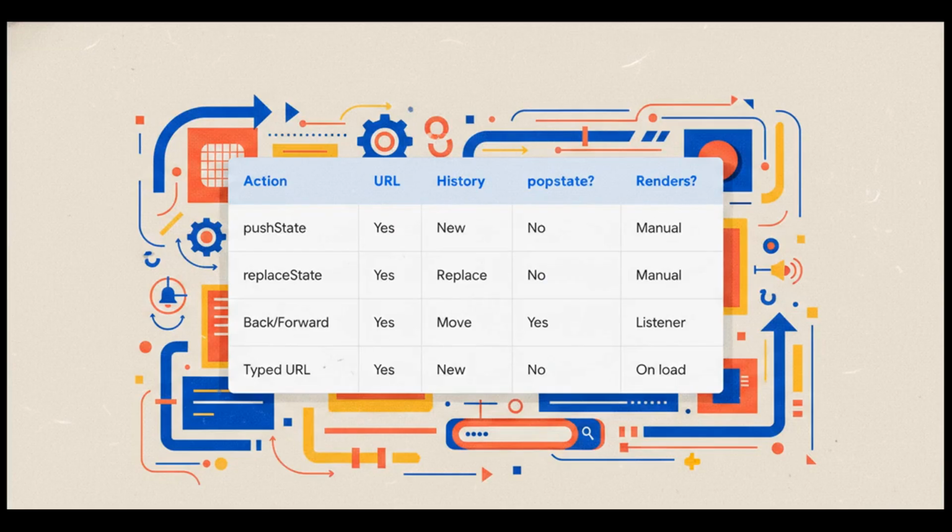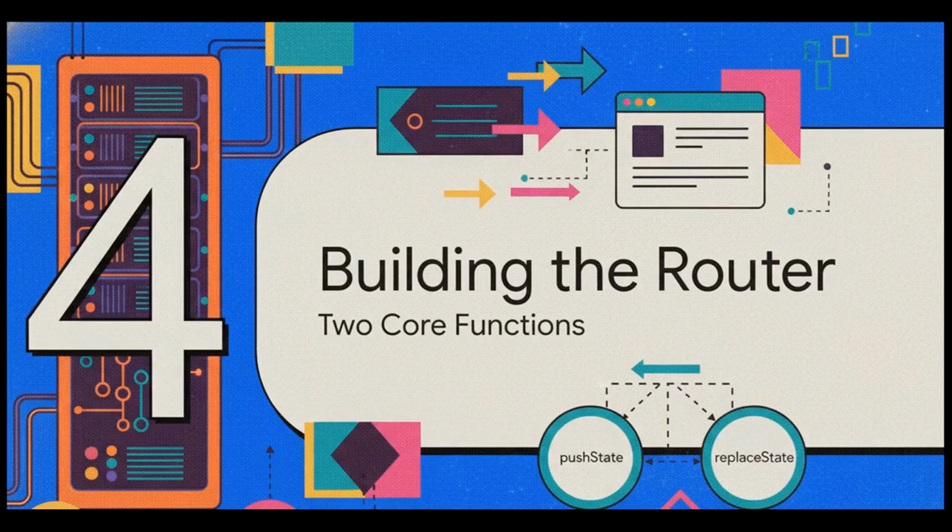When we map all these interactions out, this really clear logic matrix emerges. It's basically your cheat sheet. Notice how programmatic actions, like calling pushState or replaceState, require us to manually call the router to render. But user actions, like clicking back or forward, rely entirely on our popstate listener to trigger that view update. Pinning this logic into your mind is huge, because crossing these wires is literally the #1 cause of out-of-sync bugs in modern web apps. All right, moving into Section 4, building the router.